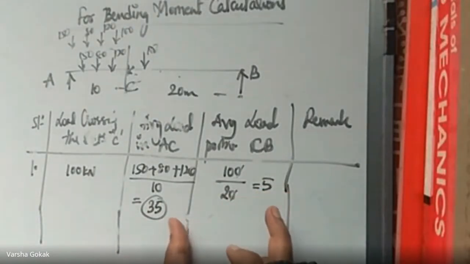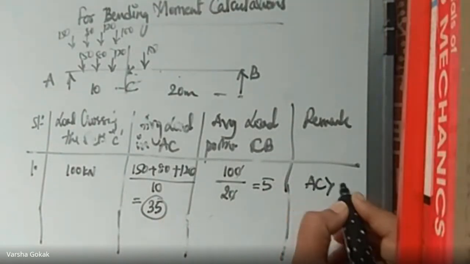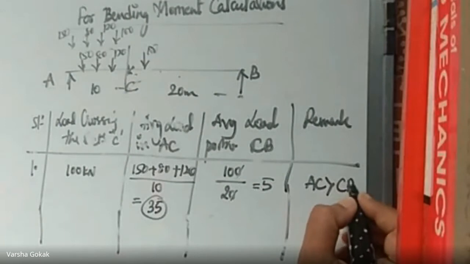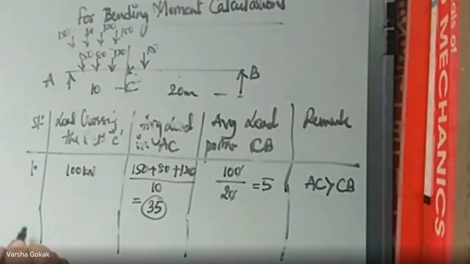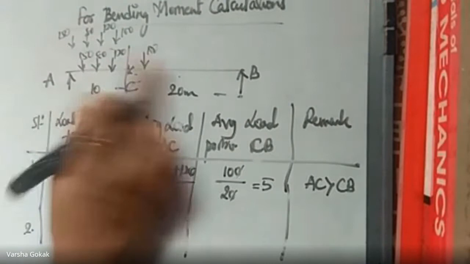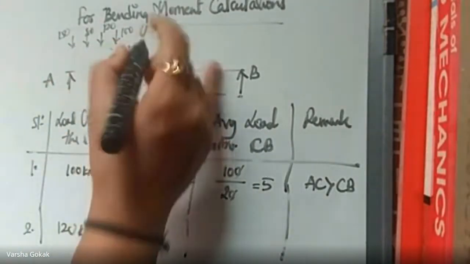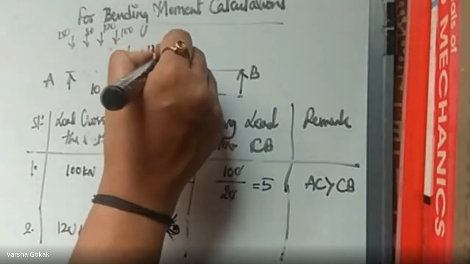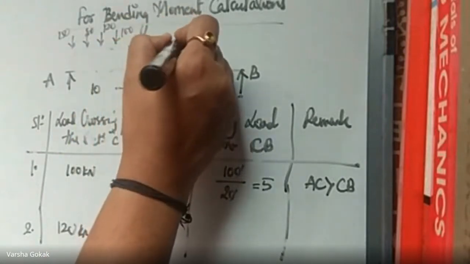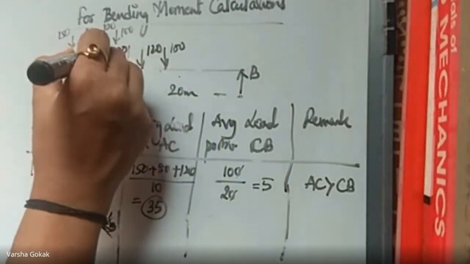Which is higher? AC is higher than CB. So the AC portion's load is higher than CB. Second combination is when this 120 also crosses. So the load crossing section C is 120 kilonewton. When 120 has crossed, 100 is already there, and the other 2 are remaining here, that is 80 and 150.